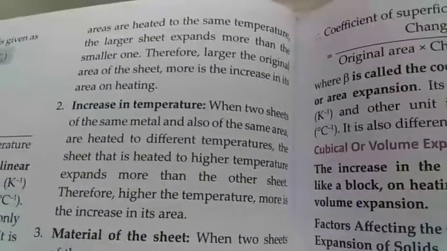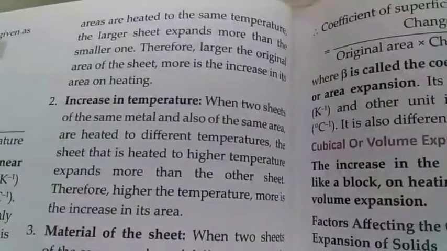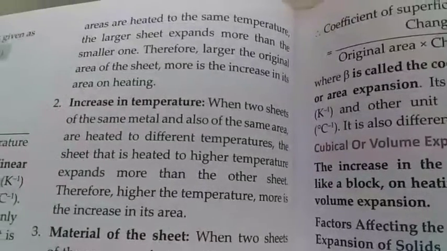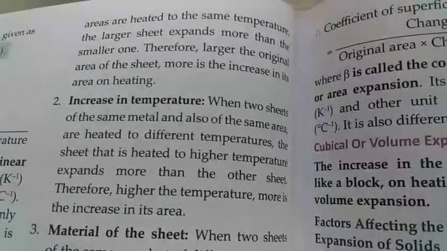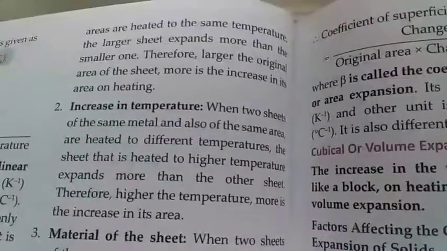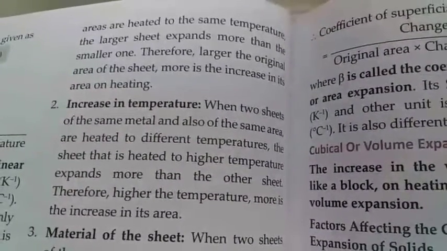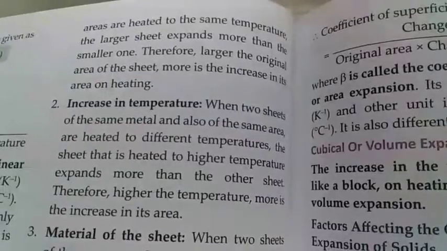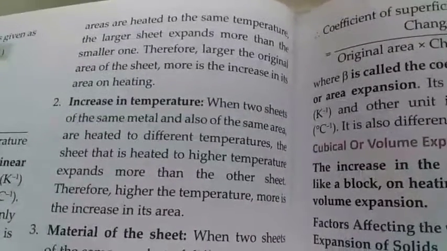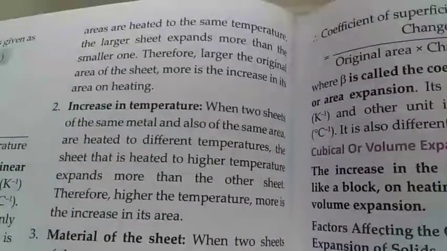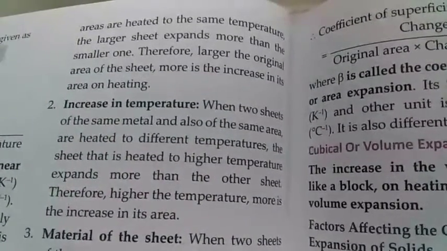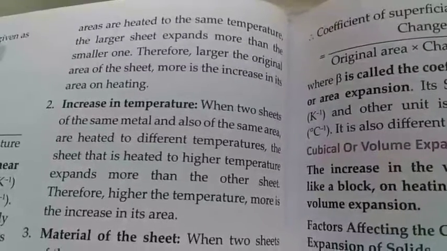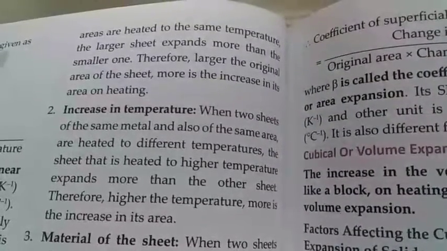Now the second factor is increase in temperature. Now when two sheets of the same metal and also of the same area are heated to different temperatures, here the metal is the same and area is also the same. But what is different here? Here temperature is different. So what happens? The sheet that is heated to higher temperature expands more than the sheet which is heated to the lower temperature. Therefore, higher the temperature, more is the increase in its area.